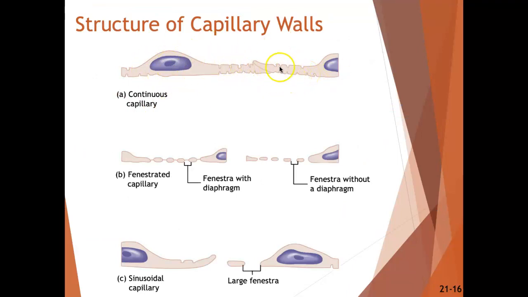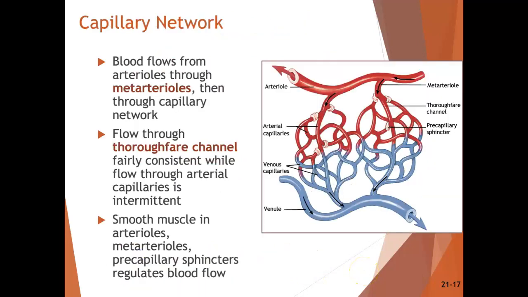So we see here the continuous capillary where there's no gaps. Fenestrated capillary, we can see the pores here, and sometimes they have a diaphragm, other times it's not there. And lastly, our sinusoidal capillary, where we have much larger fenestra or much larger pores. Next, let's talk about how the blood flows through the capillary.